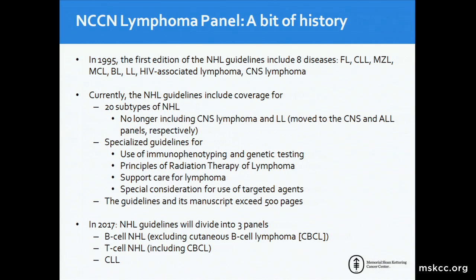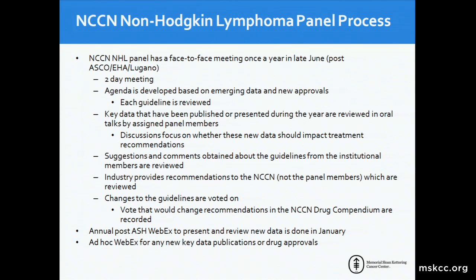In 2017, because of the size and scope of the guidelines, we're actually going to divide them into 3. There's going to be a B-cell NHL panel. There's going to be a T-cell NHL panel with cutaneous B-cell lymphoma, because they have all the dermatologists, and a CLL panel. So what's our process? We actually have a face-to-face meeting in late June. That's scheduled to be after ASCO, EHA, and Lugano on the Lugano years.